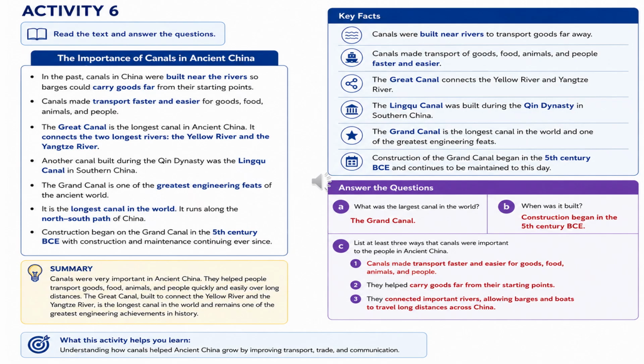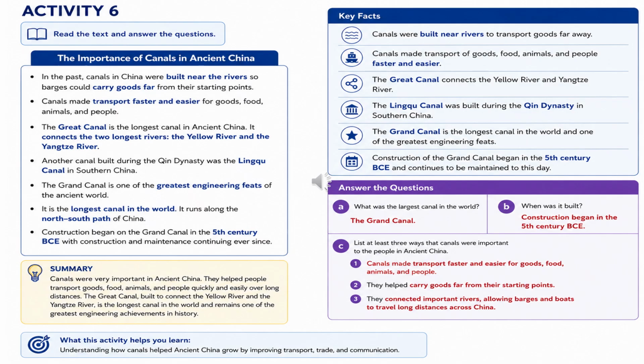One of the most famous canals in ancient China is the Grand Canal. So it connects China's two major rivers, the Yellow River and the Yangtze River. Because of this connection, people could transport goods between northern and southern China much more efficiently. Another important canal is the Lingqu Canal. It was built during the Qin dynasty in southern China and is considered one of the earliest engineering achievements in Chinese history. Similarly, the Grand Canal is also known as the longest canal in the world.